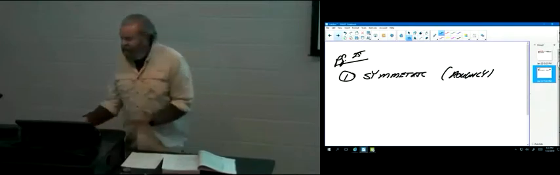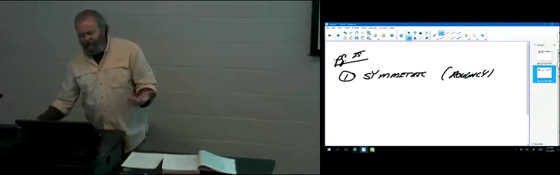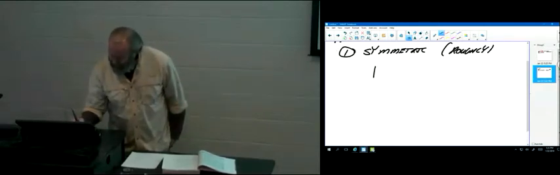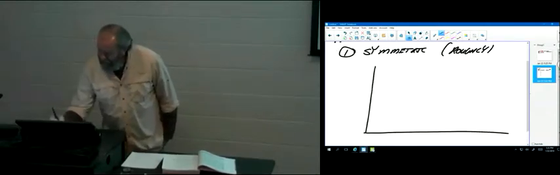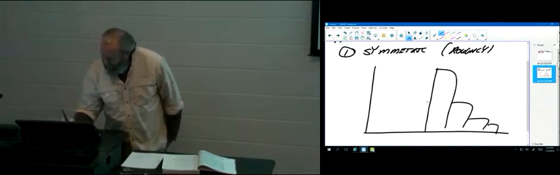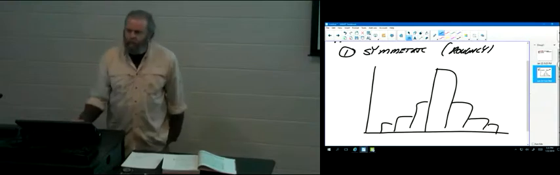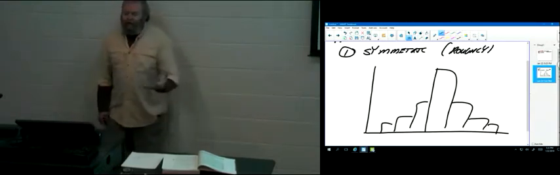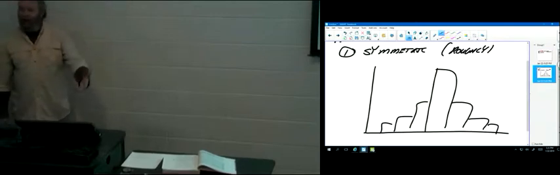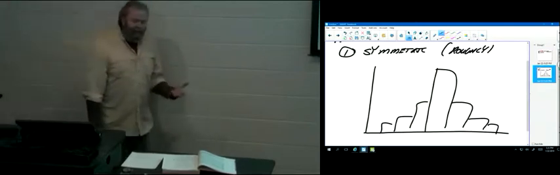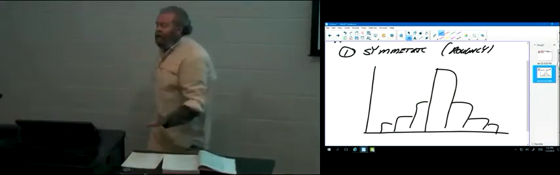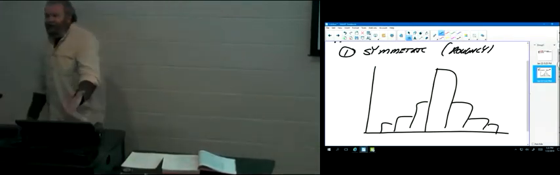All right? So, the standard picture I have here for symmetric would be something like this. Now, I'm drawing it nice. We would say that has a single peak to it. It's got a single hump. You might hear the term unimodal. What does that mean? It means it's a single peak that has a single hump here. That is something that is roughly symmetric.